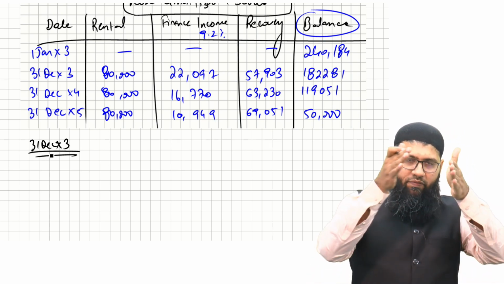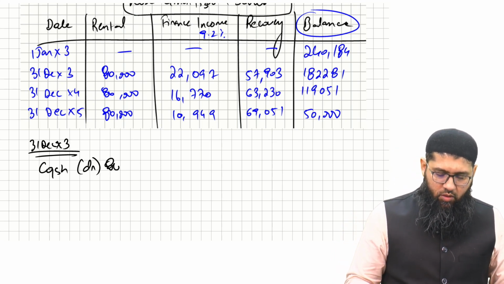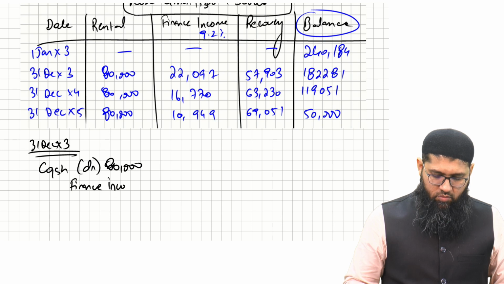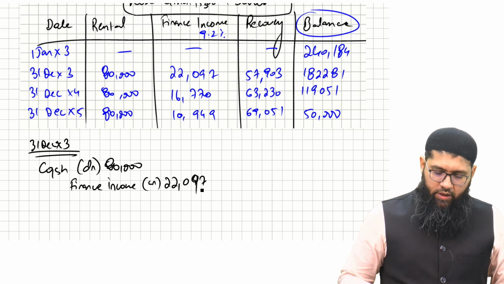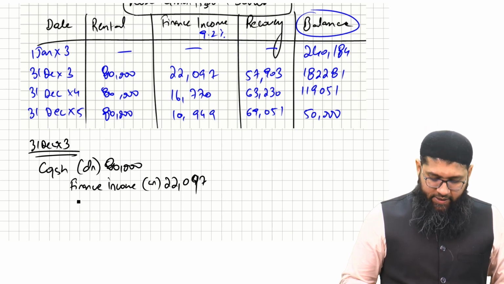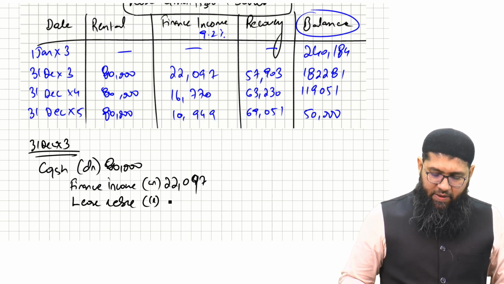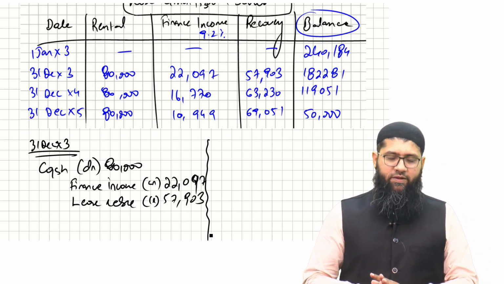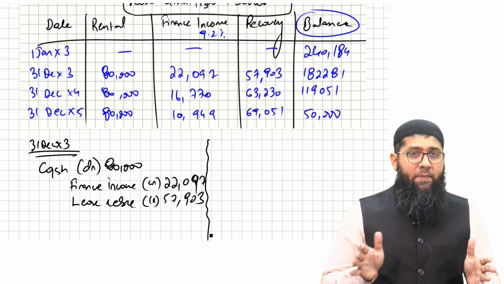At 31st December X3, on the basis of this schedule, the simple entry is going to be cash debit by 80,000, finance income credited by 22,097, and lease receivable credited by 57,903. The simple entry should have been like this, but it is not done this way in the books of lessor. Although you do prepare the lease amortization schedule on the basis of net investment in the lease, you don't pass the double entry like this.